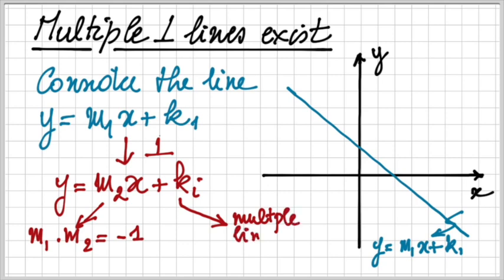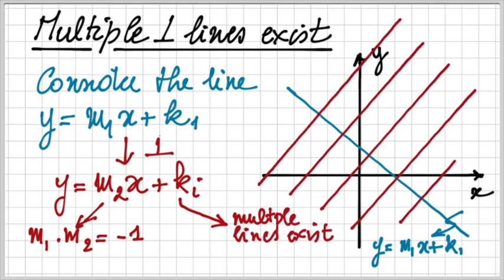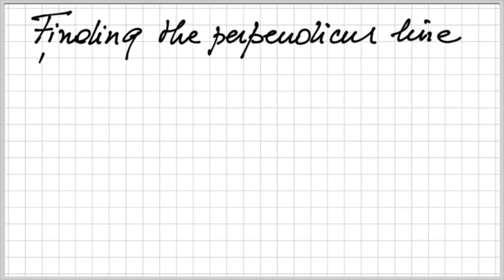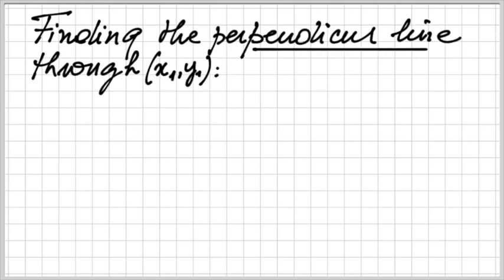This is the element that I want to show here: we have a multitude of perpendicular lines. The way to find one specific line can only be done by defining the y-intercept or a specific point through which the line has to pass. Let's have a look at how we can find the perpendicular line through a specific point (x1, y1).